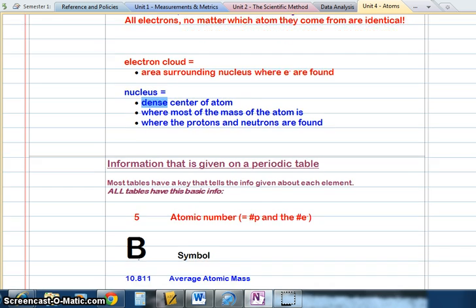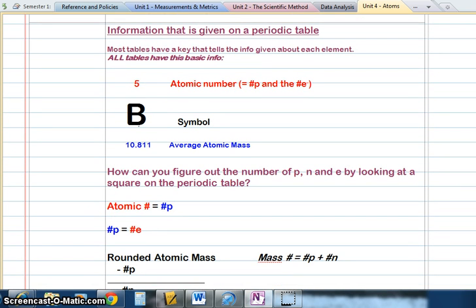All right, so the information that you are given on a periodic table will tell you the number of protons, neutrons, and electrons, but sometimes you have to do a little bit of math. So on your periodic table, you'll see the atomic number. The atomic number is the number of protons. It's called the identity of the element. So anytime you have a substance and the atoms of that substance have 5 protons, you're dealing with a substance that we would call boron.